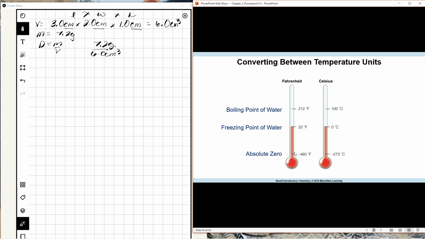Absolute zero is negative 460 Fahrenheit, or negative 273 Celsius. Absolute zero is also equivalent to a value in another unit that's going to come up, so I'll wait for that. Okay.